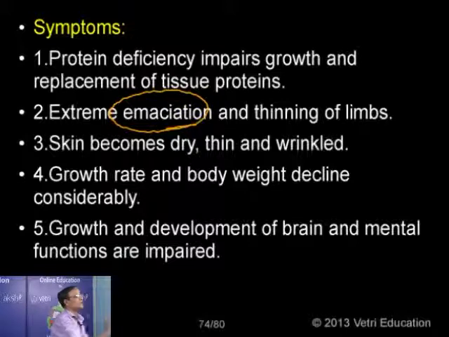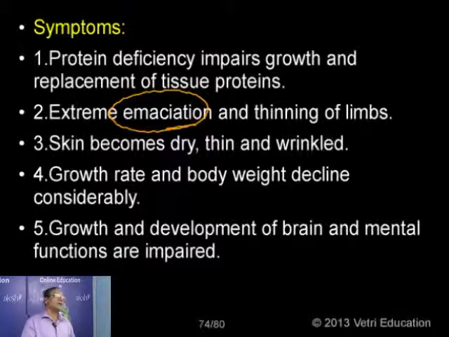The meaning of emaciation is thinning of the body. The body becomes very thin, so the muscles are wasted. There is no normal development of the muscles. Once there is no protein, there is no formation of muscles. The body is simply covered with a fold of skin, with bones elevated and exposed easily. So extreme emaciation: the body becomes very thin and also the limbs become very thin. Then the skin is always dry, very thin and wrinkled.